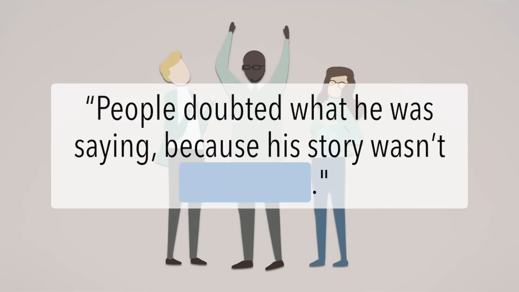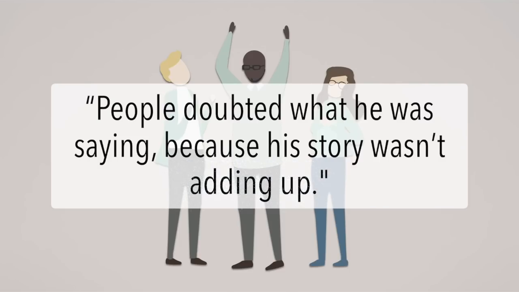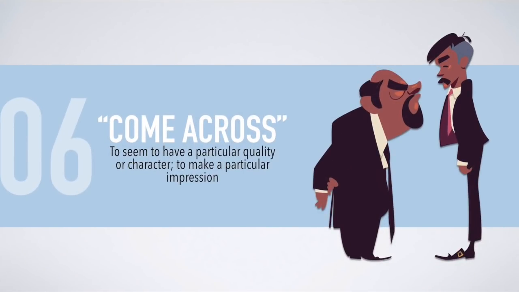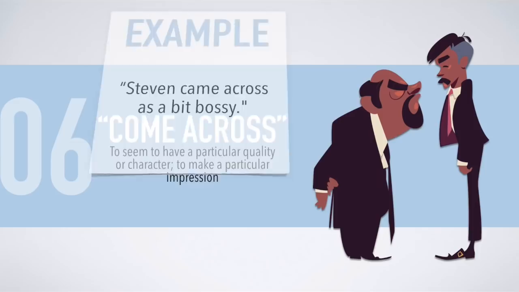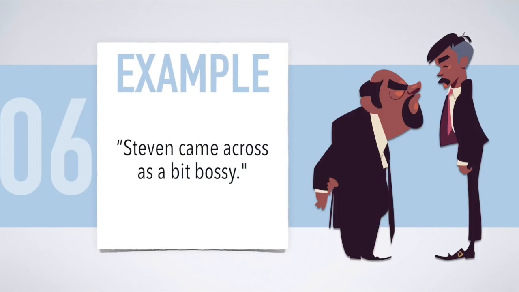Here we go. People doubted what he was saying because his story wasn't, you got it, adding up. So again, people doubted what he was saying because his story wasn't adding up or making sense. All right, let's keep going. Number 6, come across. Come across. This means to seem to have a particular quality or character, or to make a particular impression. Here's the example. Stephen came across as a bit bossy.